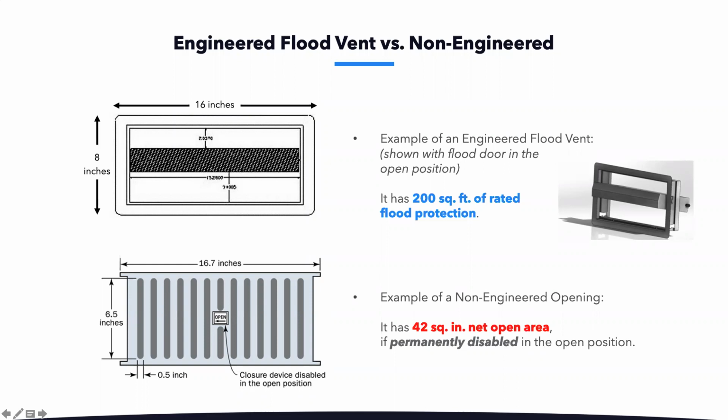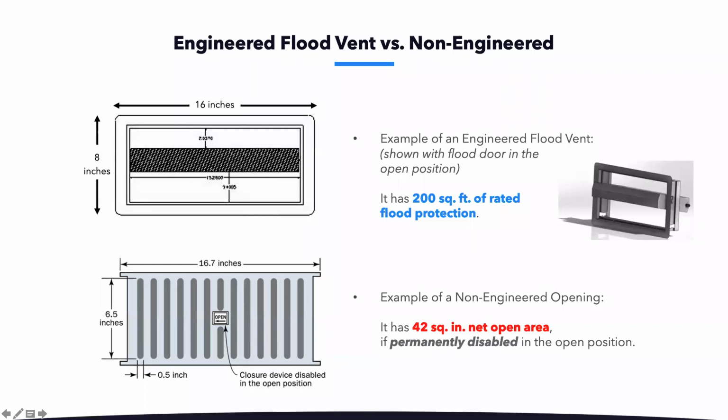And thanks to it being an engineered flood vent and going through the testing that the International Code Council puts forth, each of these flood vents is rated up to 200 square feet of protection. All right, so if you have a 1,200 square foot structure, you're able to get away with 6 engineered openings.